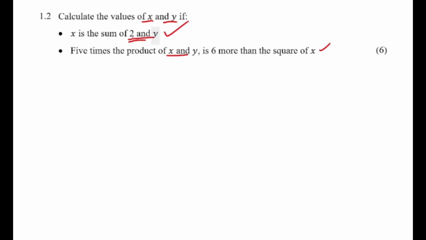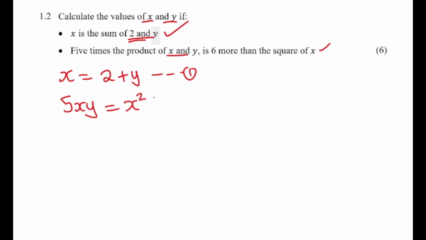It says x is the sum of 2 and y. So it means x is equal to 2 plus y. Let's call this equation 1. 5 times the product of x and y, which is 5xy, is 6 more than the square of x. So it means this must be equal to x squared plus 6, isn't it? And then this becomes our equation 2.